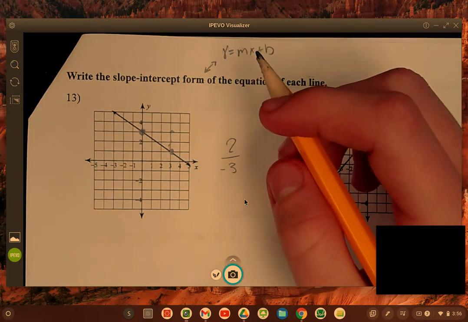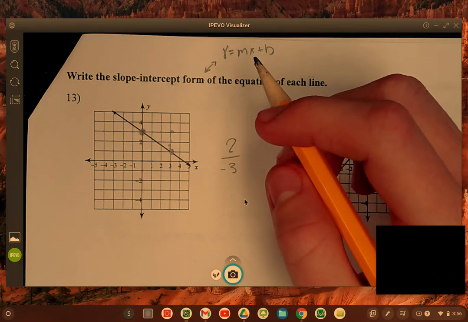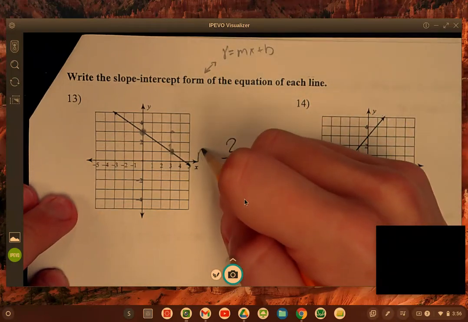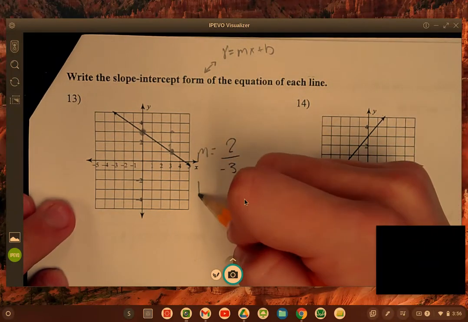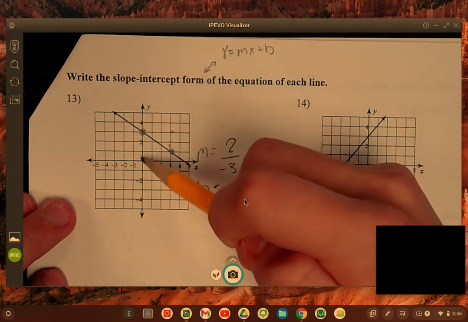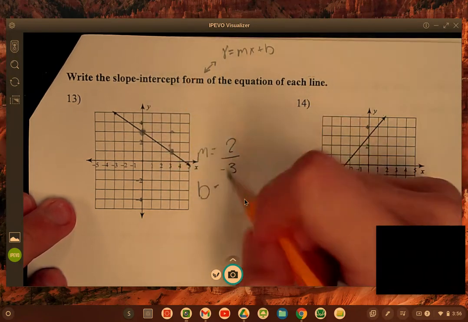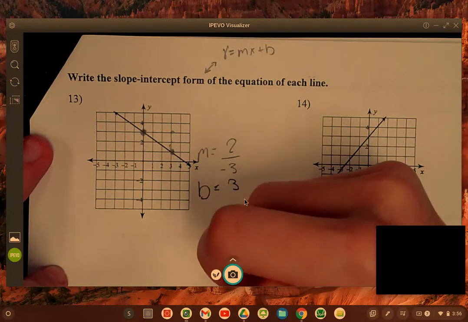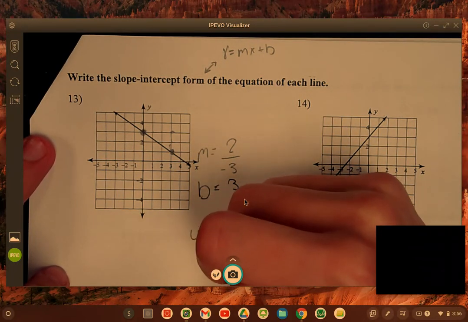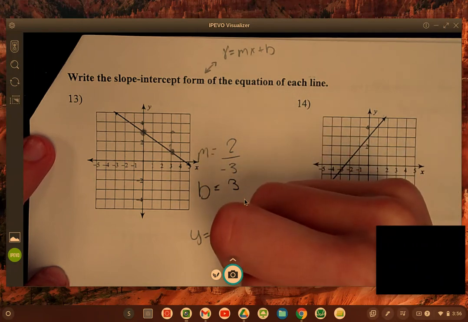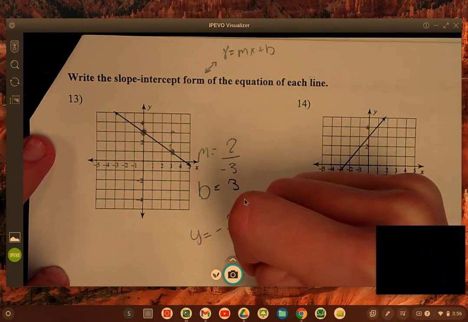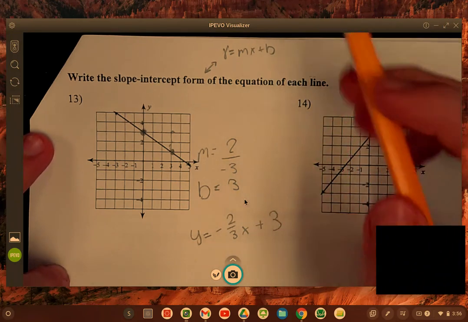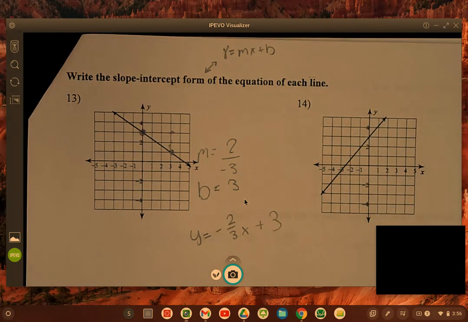And if somebody would have gone down 2 and over positive 3, it's okay. Same thing, right? And then that's going to be our m, because m equals slope. And then we need to find our b. So we got to go up 1, 2, 3. So our b is positive 3. And we just need to plug those in. So y equals negative 2 over 3x plus b.